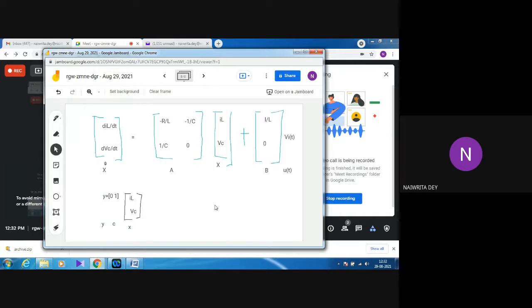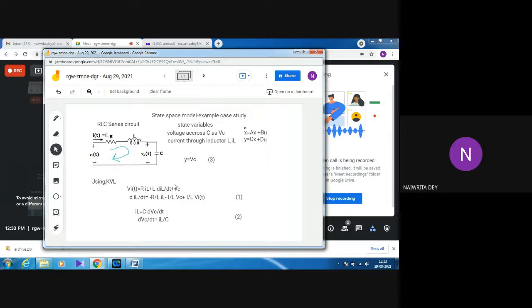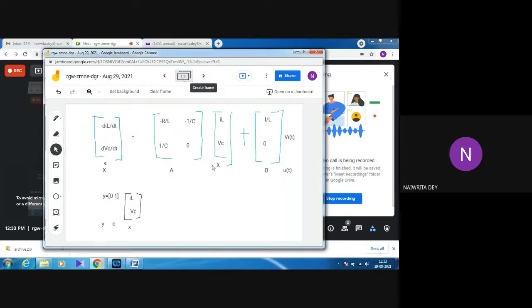So we are done with the state space modeling of the RLC series circuit. Now if you are provided with the values of R, L and C, accordingly you will be able to calculate the values of these state matrices. A, B and C are coefficient matrices of the equivalent state space model. So that's all for the day. Thank you, everyone.